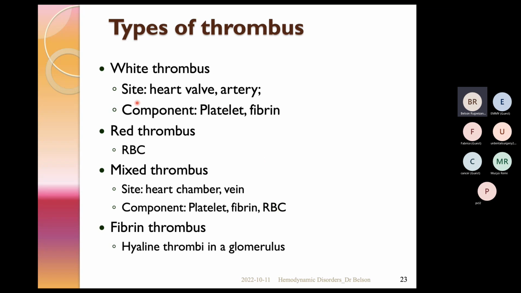So what are the sites most involved by white thrombus? It is the heart valve and the artery. For the mixed one, we have the heart chambers and the vein. We also have fibrin thrombus, which is almost entirely composed of fibrin. You don't find red blood cells and so on. This is seen in glomerular thrombi. Thrombi is the plural of thrombus, also Latin. This is seen when there are problems in the kidney around the glomeruli.